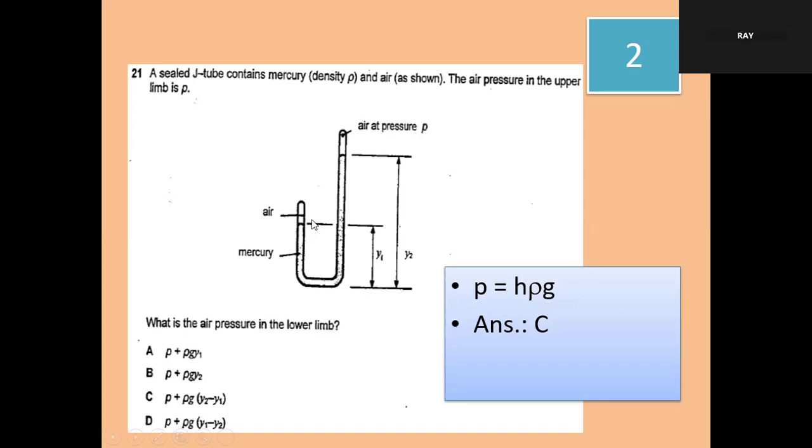Take this level. This is our reference level. So this air pressure is balanced by that height of mercury and that pressure there. So we add these two together. y2 minus y1 is the h, then hρg. And the pressure inside there is P. This P and this P are different. Don't get confused. It's just to show you how we calculate the pressure of this length of mercury.